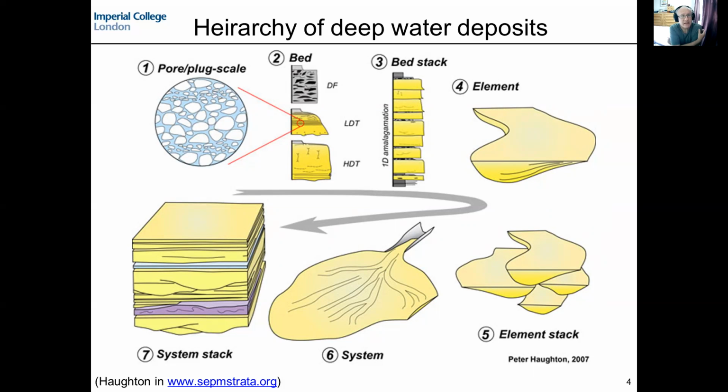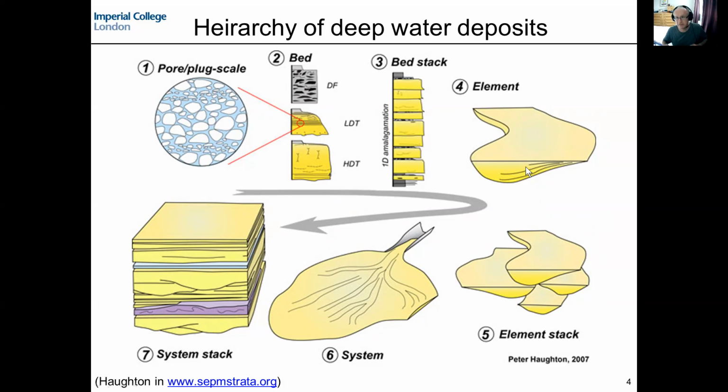To make one point here quickly that we'll come back to, there's a hierarchy of these deposits in the same way as there are in other depositional environments. So in the shallow marine environment, we talked about beds, facies and facies belts, how they're arranged within parasequences, how the parasequences are stacked into bigger units. Exactly the same principles apply in deep water deposits. We can think about individual beds of different types. We think about how those stack into bigger units. And typically, stacks of beds have a certain geometry.